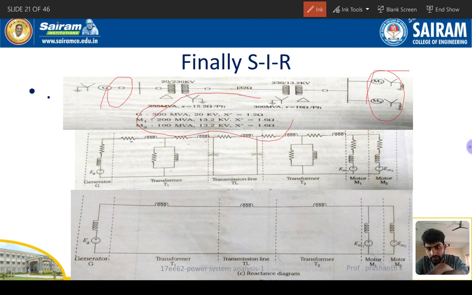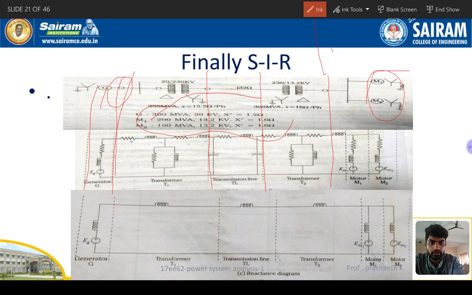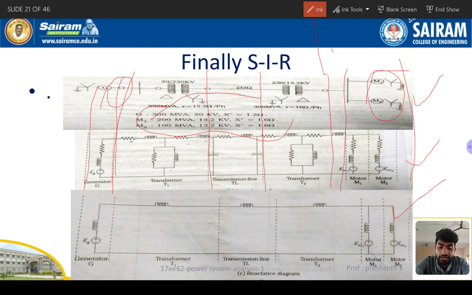This part is the generator, this is the transformer part, this is the transmission line part, this is the transformer part again, and this is the motor part. As you can see in the diagram, this one is the impedance diagram, and this one is the reactance diagram. In the impedance diagram, we can observe resistance and inductance: Z is equal to R plus jXL, where R is the resistance and XL is the inductive reactance in the transformer winding, transmission lines and also the motor winding. That we consider as an impedance diagram.